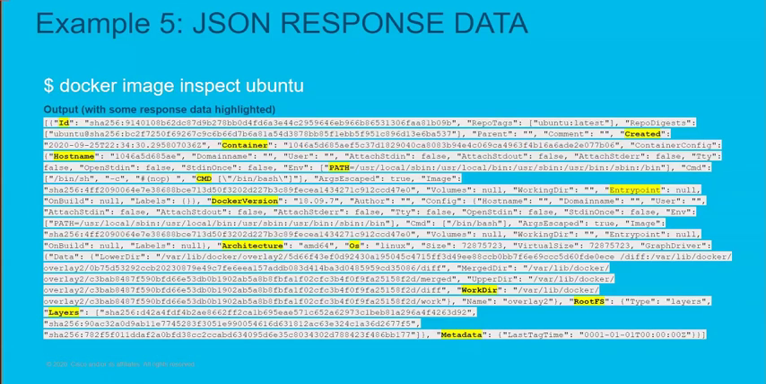Here is an example from Docker, and what I'm showing you is only examples. You don't have to understand them yet. Just see that it's overwhelming, a lot of information. You see in the response data, I highlighted host name, container, Docker version, architecture, operating system, etc.